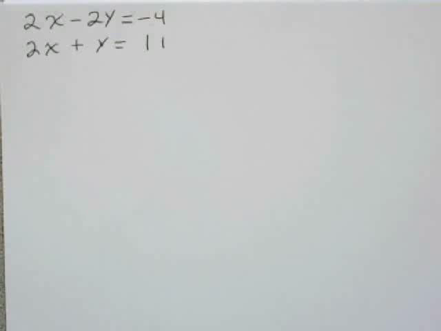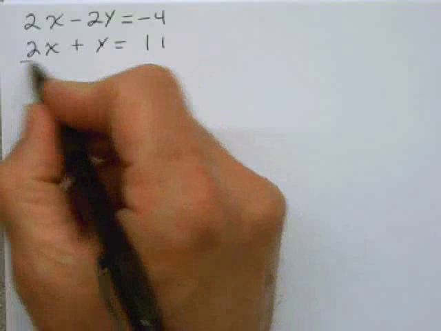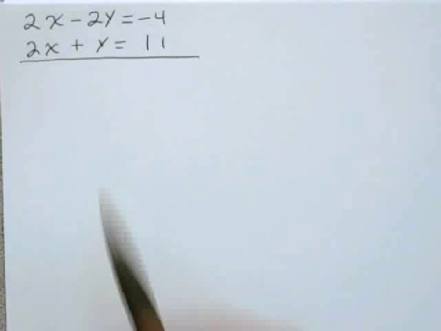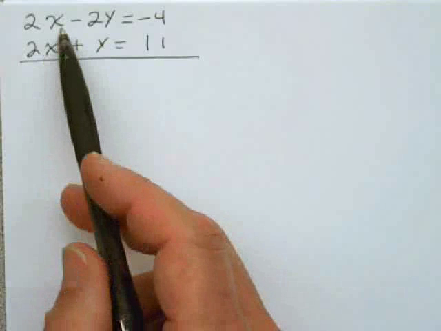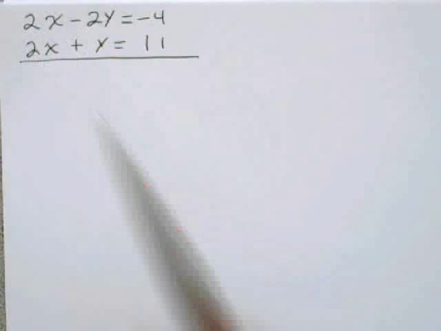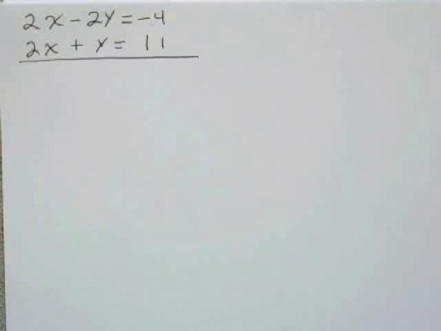In this video, we're going to talk about solving a system of equations using subtraction. Our equations are 2x minus 2y equals negative 4, and 2x plus y equals 11. We're going to subtract one equation from the other. As you can see, if I subtract 2x from 2x, that's going to eliminate my x terms here. So let's go to our y terms.